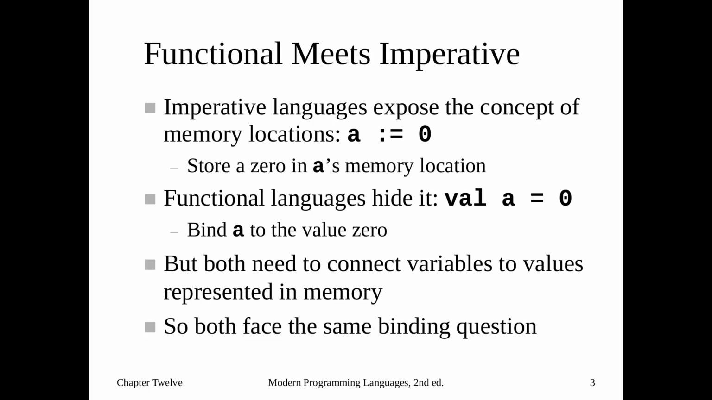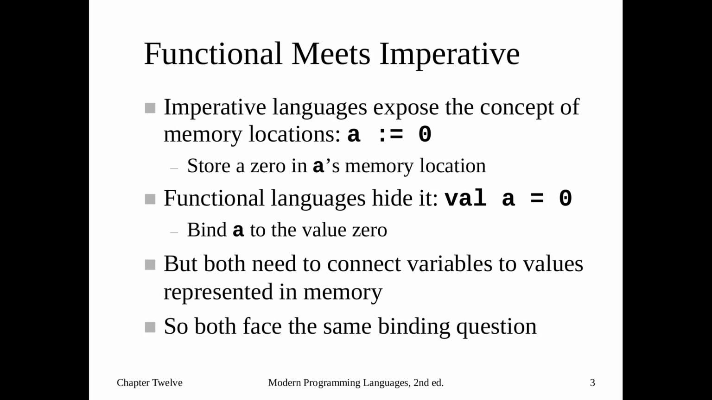On the other hand, when we have a functional language, functional languages tend to hide this, right? The val A equals 0 is not an assignment, right? It's an association, a connection between that variable name and that value. It's binding A to the value 0, right? But this is not going to change anymore after that. And so what we have to do is understand how this is actually working under the hood.